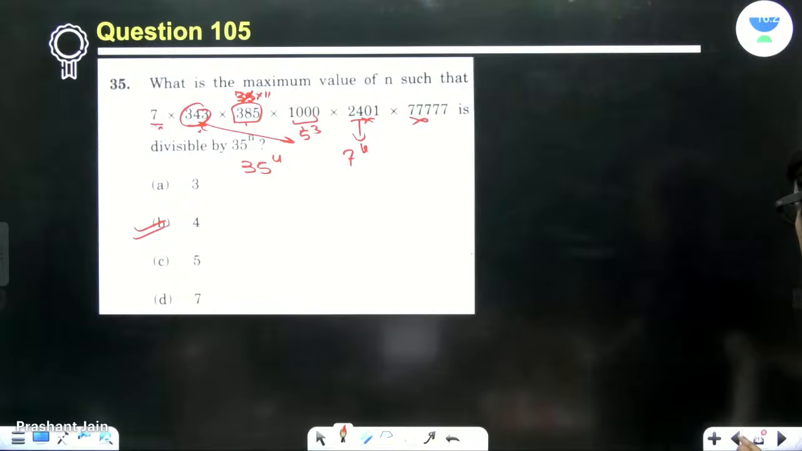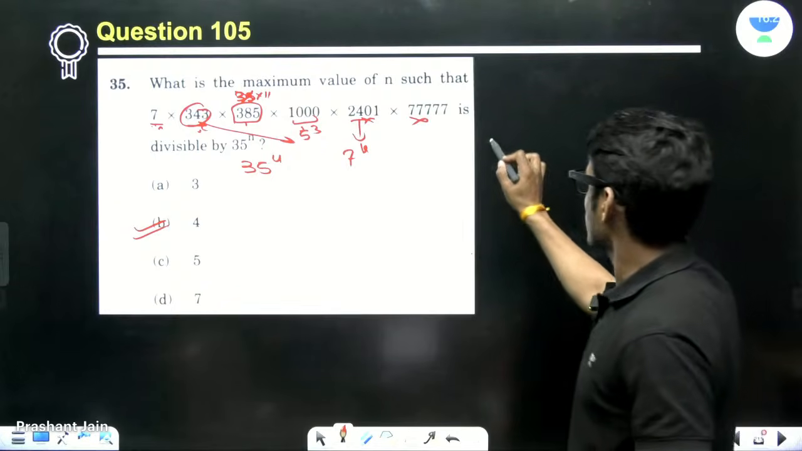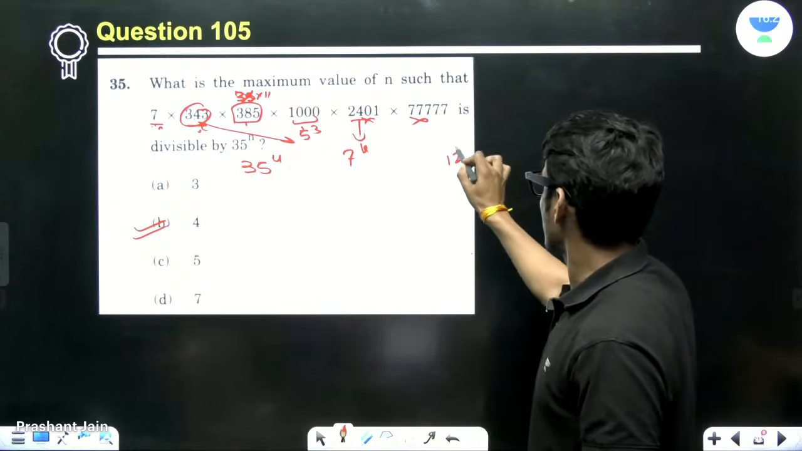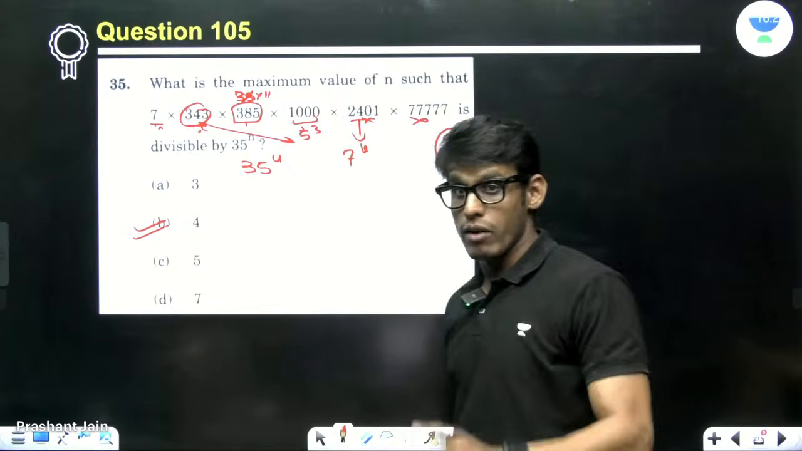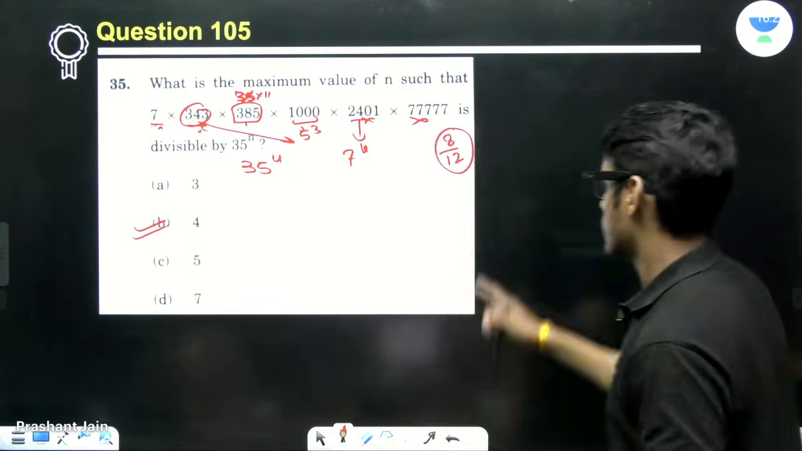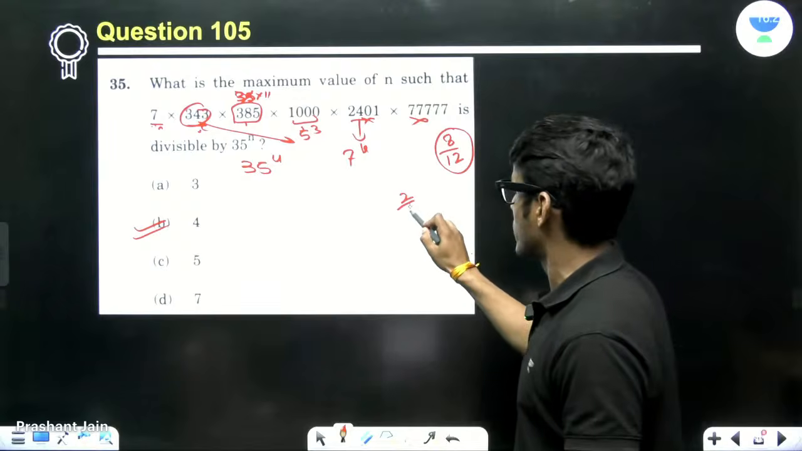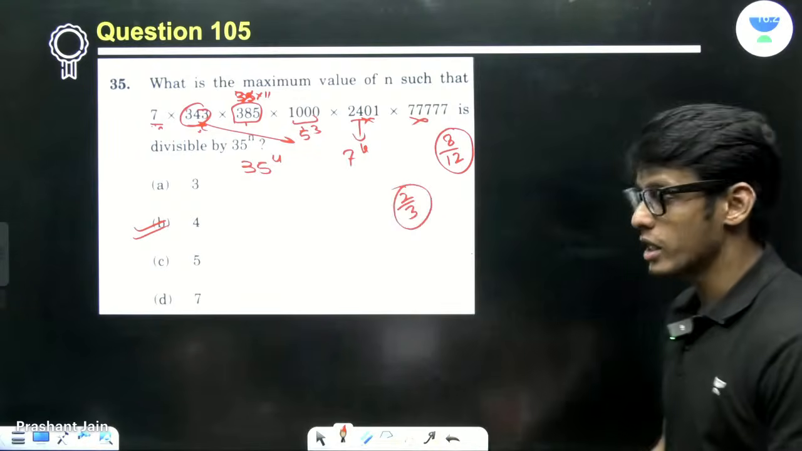Now, how many are we able to do? This was the 12th problem, and we are able to do 8. We have skipped 2 problems back to back. Again, we are maintaining our ratio of 2 by 3. That is 66%, right?